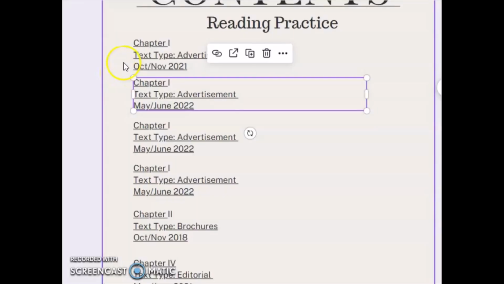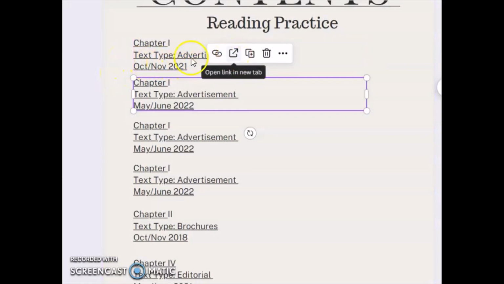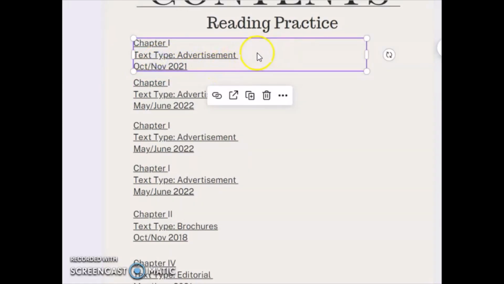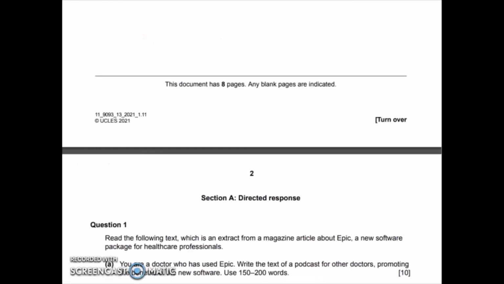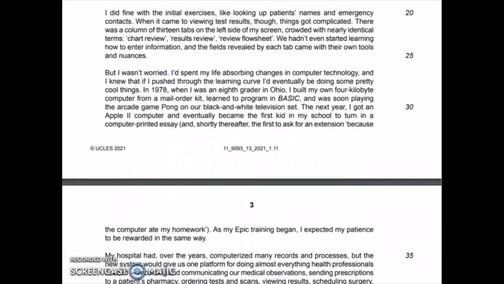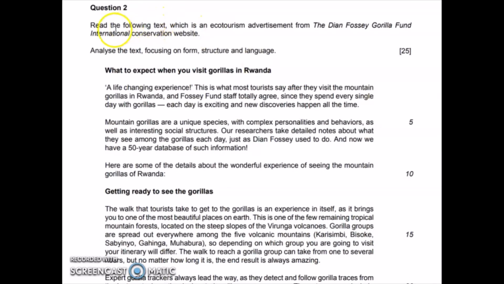Now there is another example of an October-November 2021 past paper where advertisement was given as a text type. Let me take you there. And that is the October-November 2021 past paper. And advertisement was given in the text type again, text analysis. Here it is, which is an eco-tourism advertisement for the Dian Fossey Gorilla Fund International Conservation website.